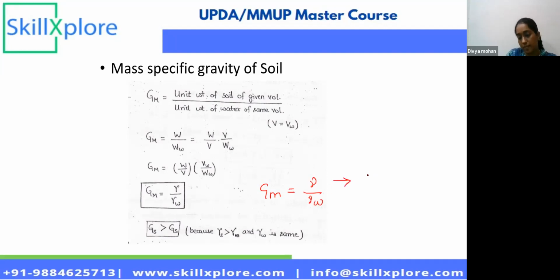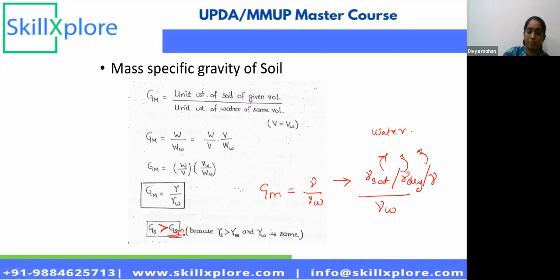Gamma may be gamma sat or gamma dry, or the bulk unit weight of a solid. However, since this value indicates the presence of water in it, this value will always be less than, sorry, this is gamma m. So this gamma s will always be greater than gamma m. Take a note of it, it is very much important.